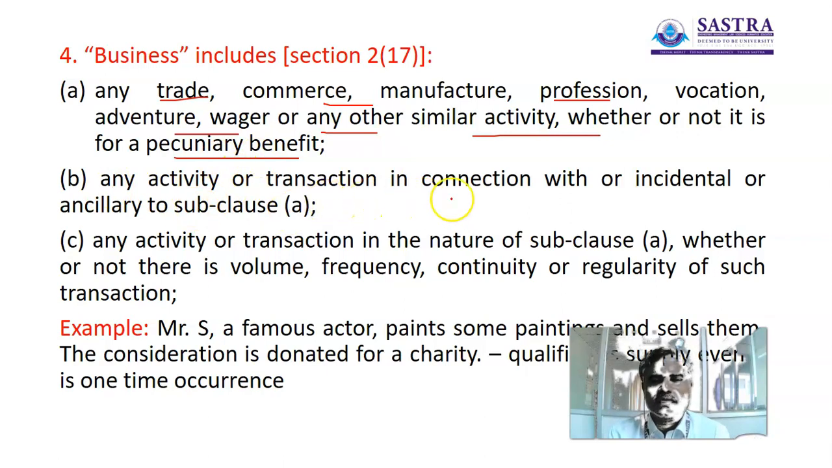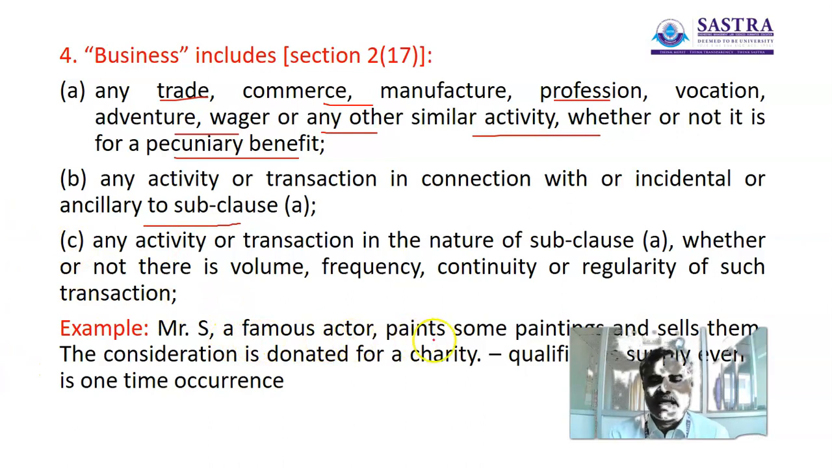Because profit and benefit is the motto, that's all. Any activity or transaction in connection with or incidental or ancillary to subclause A. Suppose you are doing some ancillary activity, this activity is also called business. Then any activity or transaction in the nature of subclause A, whether or not there is volume, frequency or continuity. Ancillary works are not necessarily continuous, but the major part will be the continuous one.